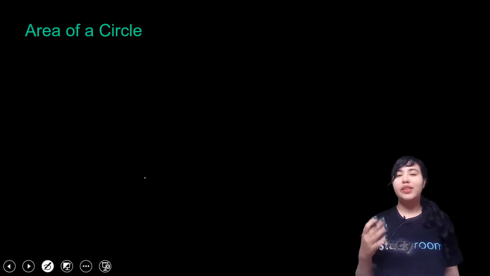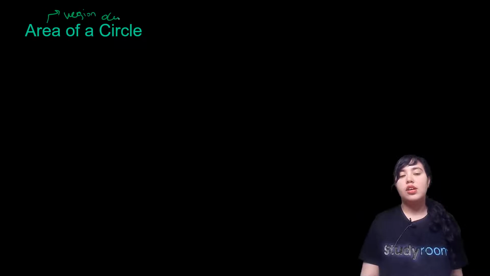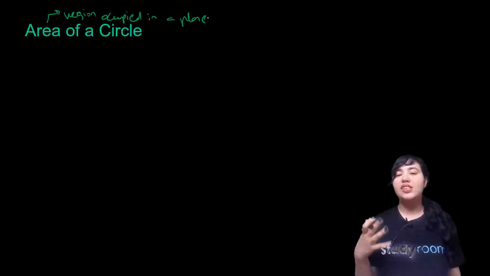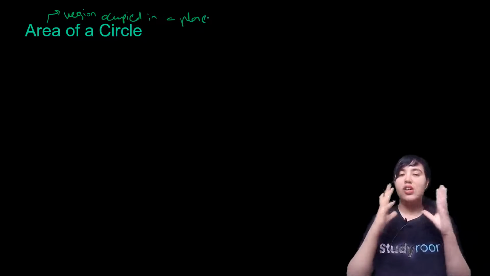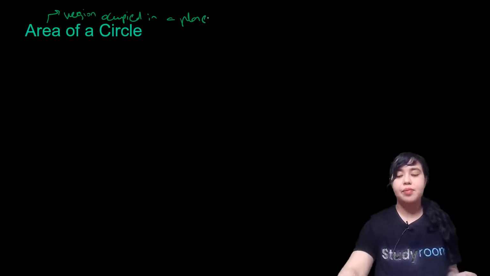Now if you've understood perimeter, let's understand area. So what do we mean by area? In general, it refers to the region occupied in a plane, okay? Because we're referring to 2D figures here, that's why I'm talking about a plane. So whatever space you're occupying in that plane is what we're calling an area.